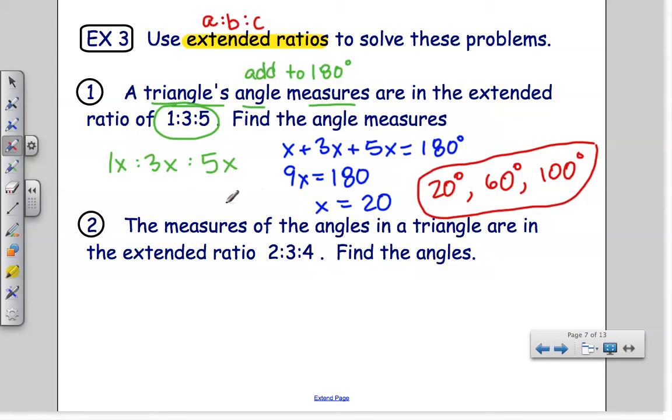I want you to use extended ratios to solve this problem. Similar type: we have the measures of angles in a triangle in a new extended ratio of 2 to 3 to 4. Find those angle measures for class tomorrow.